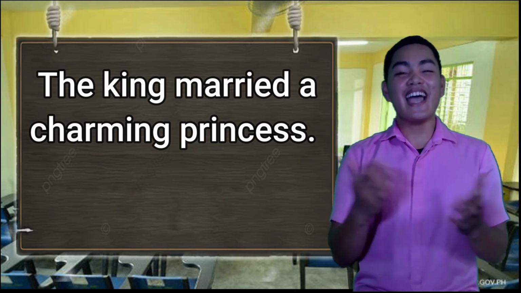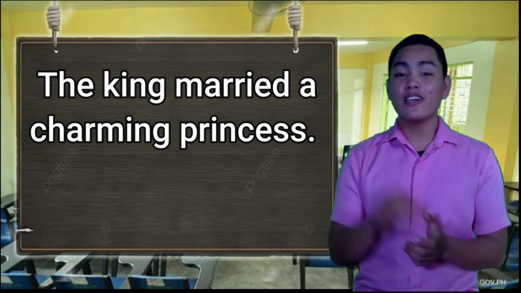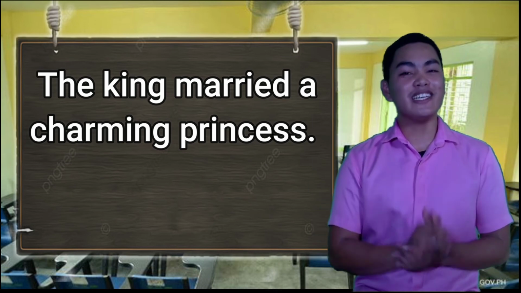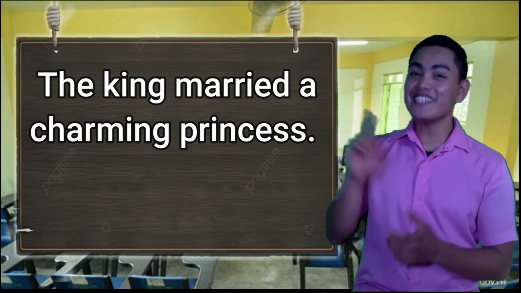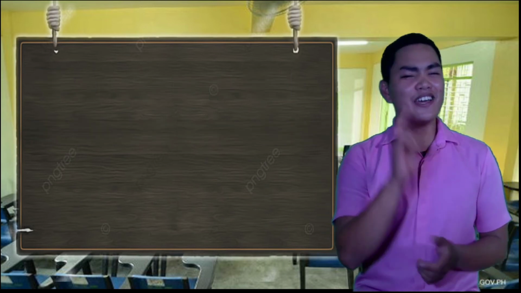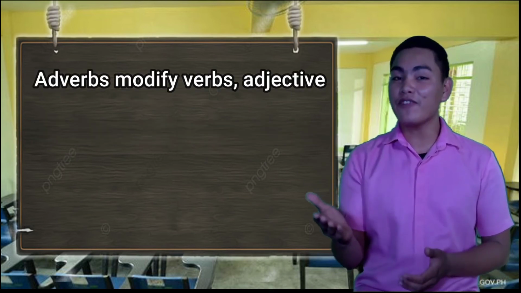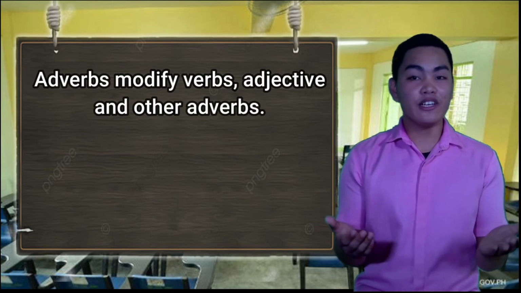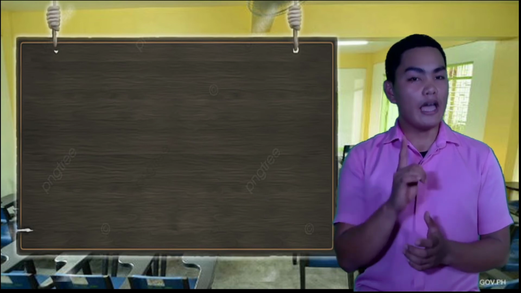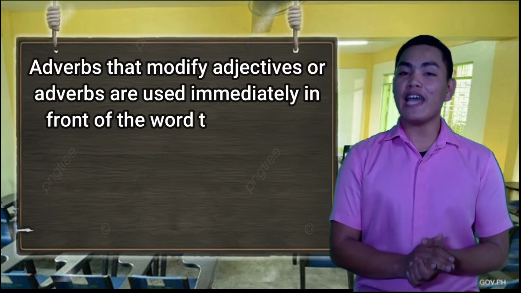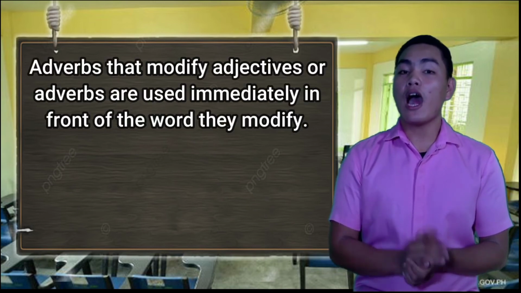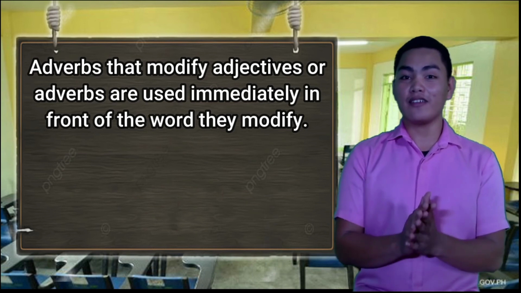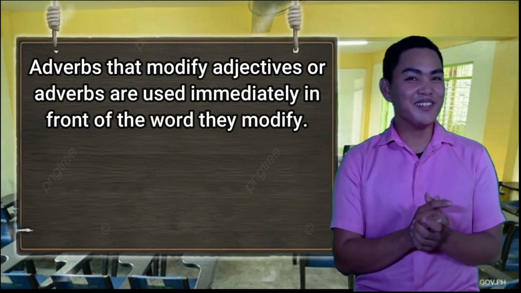Very good! The adjective or modifier is charming, and the determiner is a. And the noun is, of course, princess. Another thing to remember is that adverbs modify verbs, adjectives, and other adverbs. And adverbs that modify adjectives or adverbs are used immediately in front of the word they modify.